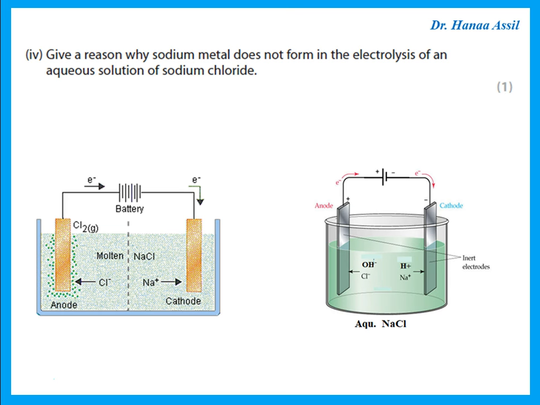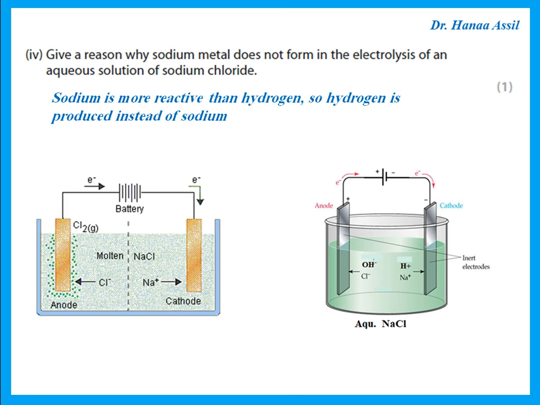Now at the cathode, we have a choice. Which one is going to react, the Na+ or the H+? So he's saying, give a reason why sodium metal does not form. This is because sodium is more reactive than hydrogen. We said the one that is less reactive in the electrochemical series is the one that reacts in electrolysis. So sodium is more reactive as a metal, so it will not react here if there is another choice. So hydrogen is the one that will react, the H+ is the one that will take electrons and form hydrogen gas instead of forming sodium.